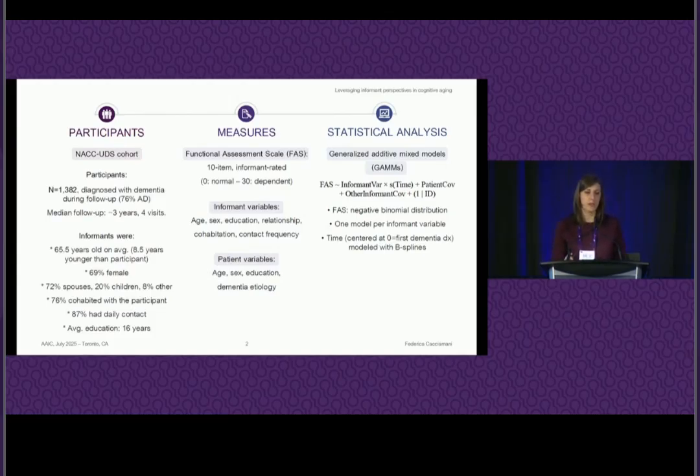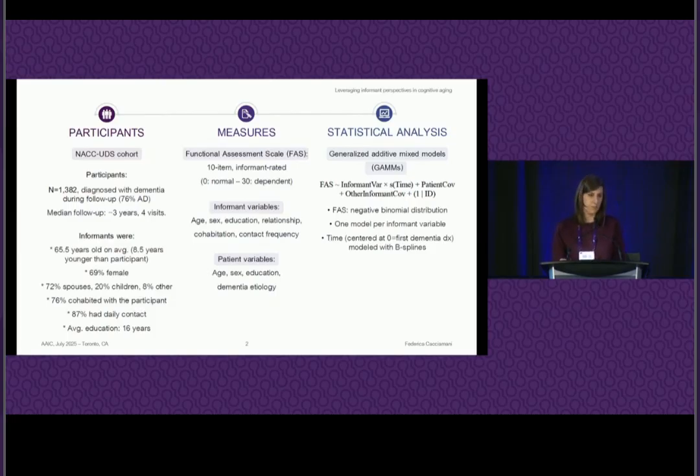Time was centered at 0 at the moment of the first dementia diagnosis. So we had a time before the diagnosis and after. And to model time more flexibly, we used B-splines. And then we had patient covariates, and all the other informant covariates were used in each model. So for example, when studying the difference between the report of female and male informants, we put all the other information about the informant in the same model to see what's the specific contribution of, for example, sex, and then random intercept.